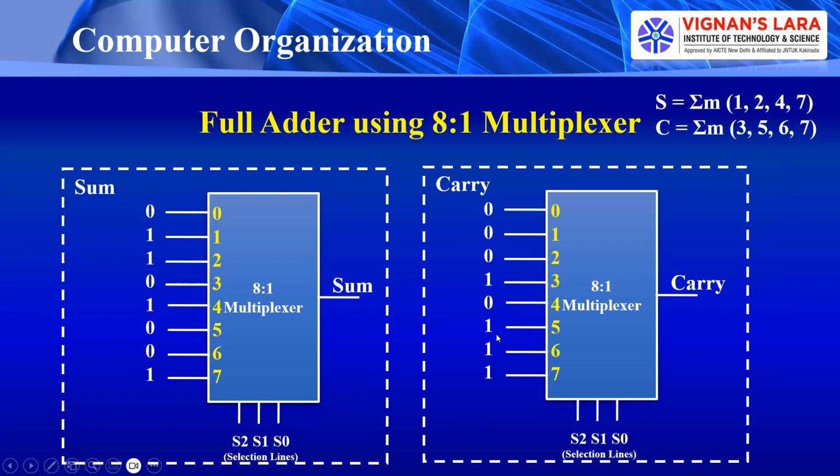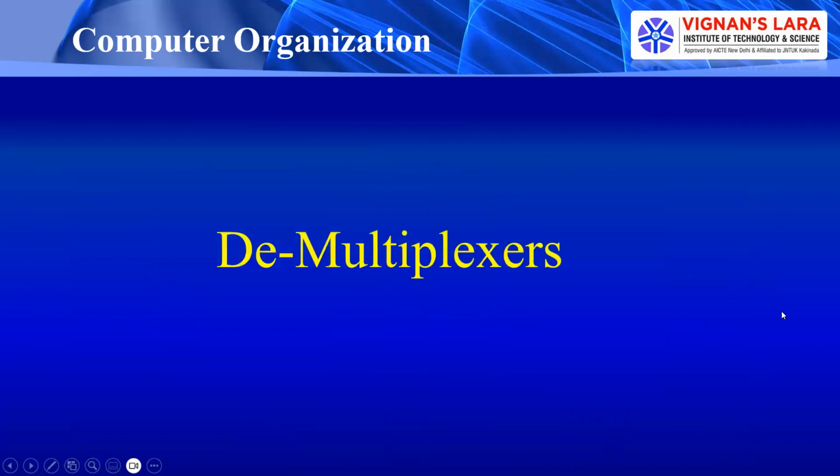In a similar way, carry is also implemented by using an 8 by 1 multiplexer. Here also the selection lines are S2, S1, S0. My carry has minterms 3, 5, 6, 7. Only 3, 5, 6, 7 are ones and the remaining are all zeros. Based on the combination present on the selection lines, either 0 reaches the output or 1 reaches the output. This is how we realize Boolean functions by using multiplexers.